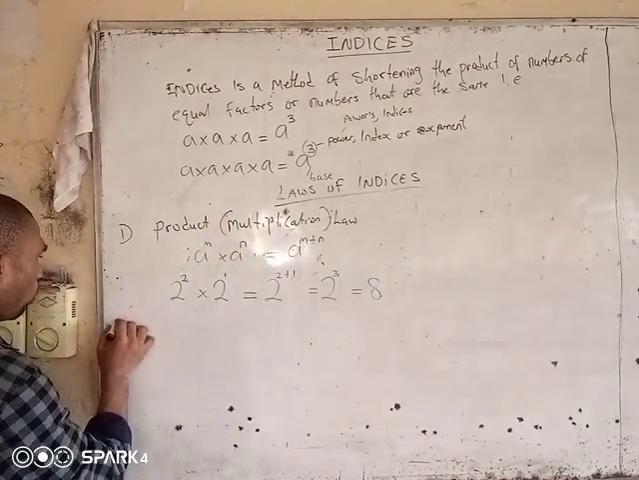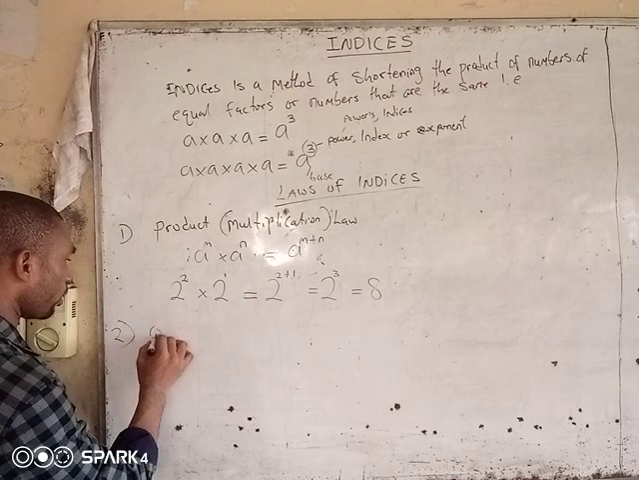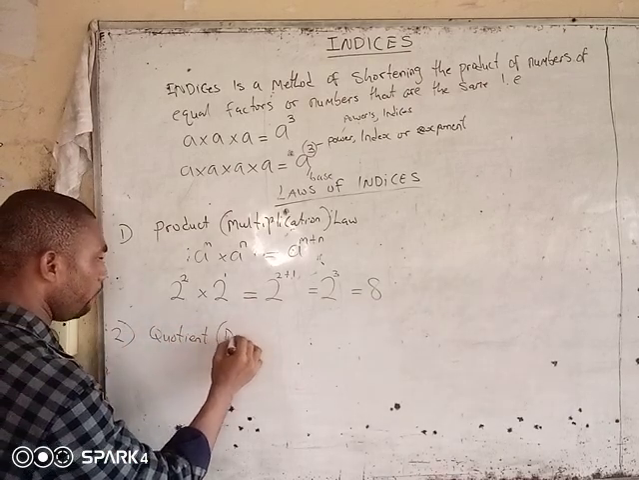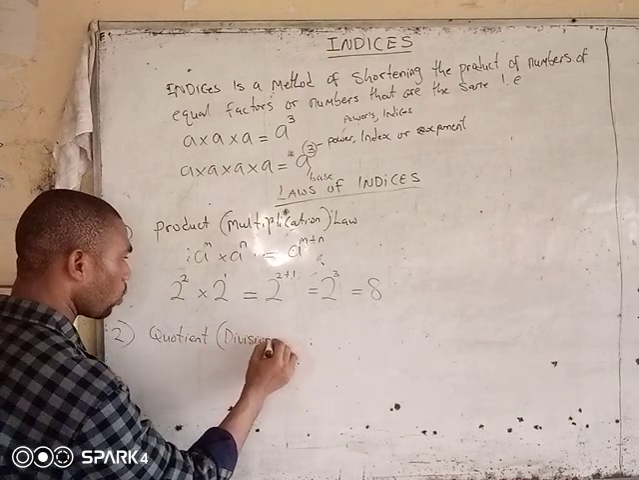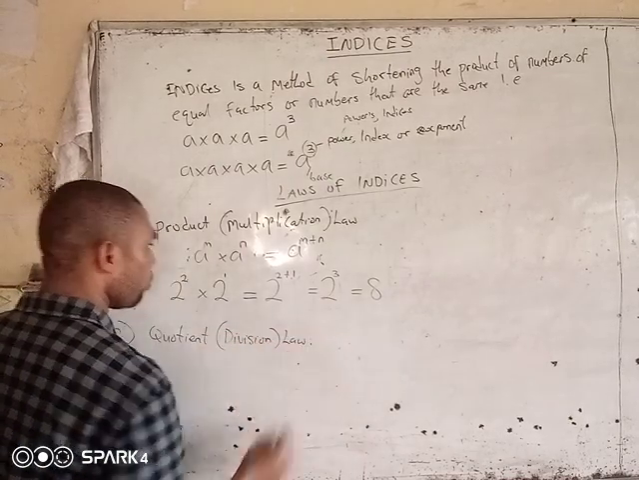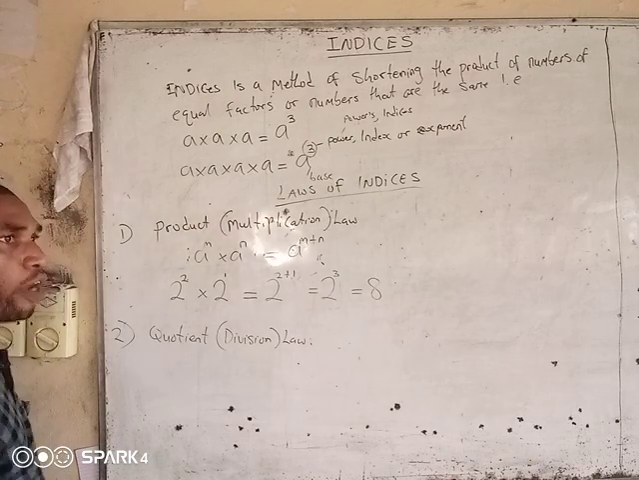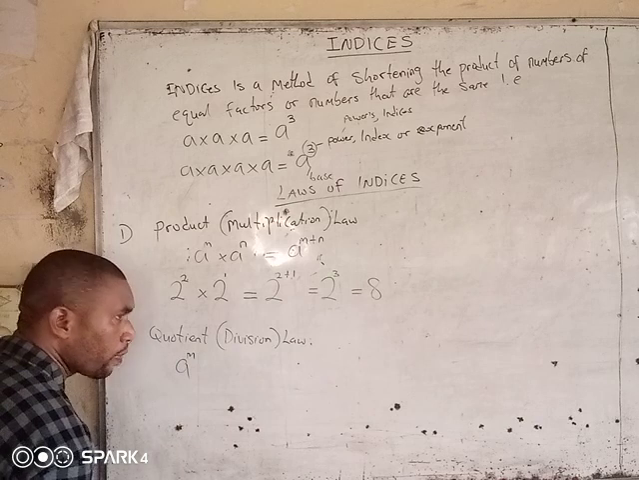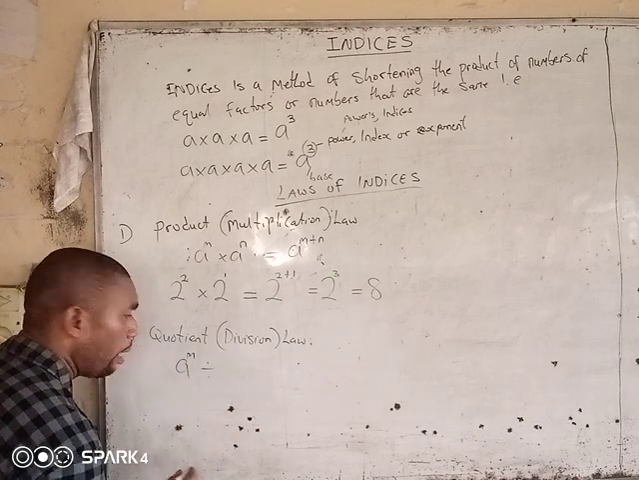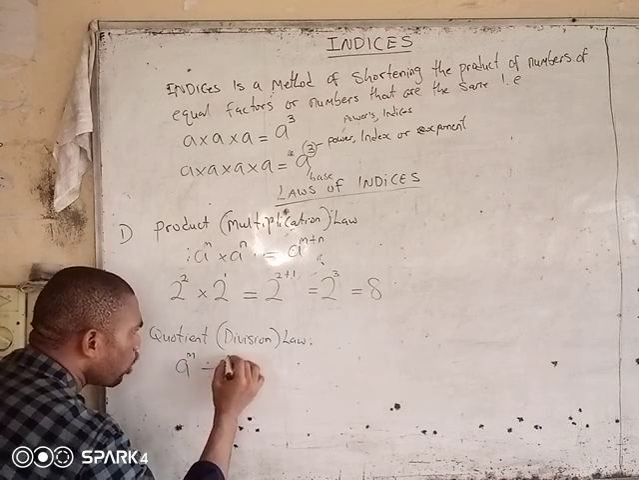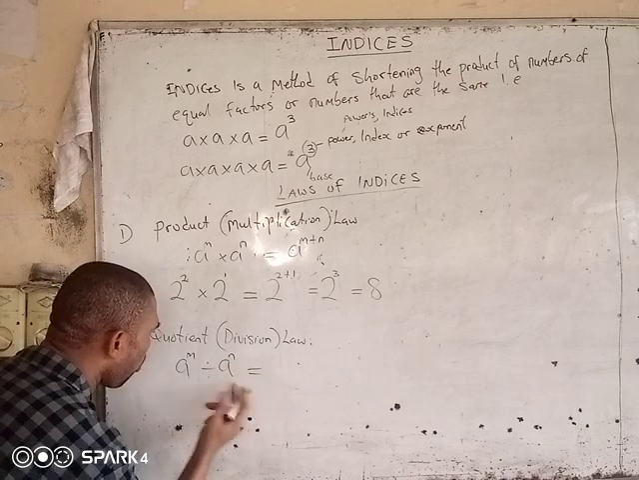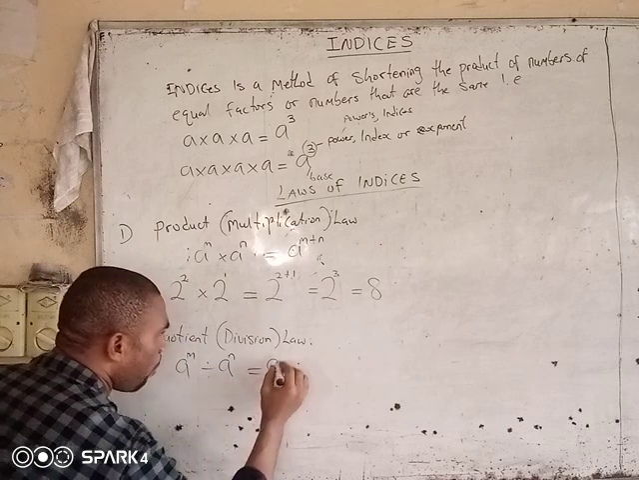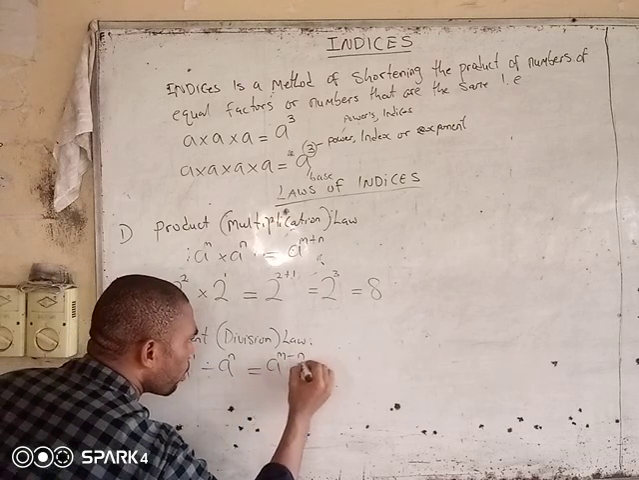Now, the next law of indices is what I call the quotient, or division law. The quotient law is simply saying that if we have a base a raised to the power m, divided by the same base a raised to the power n, the result is, provided the bases are the same, pick one of the bases, then subtract their powers, which is m minus n.